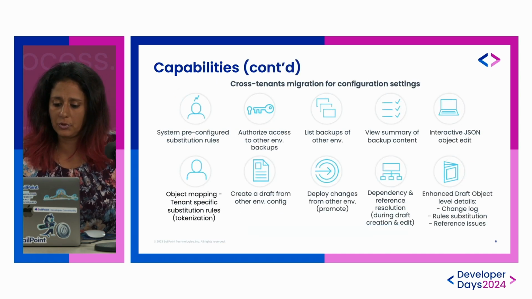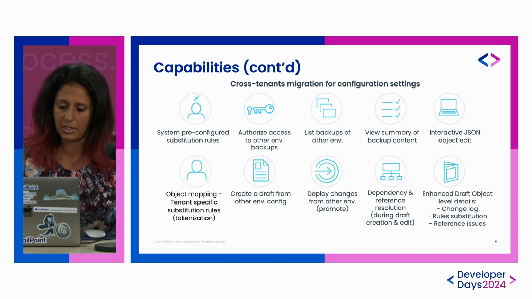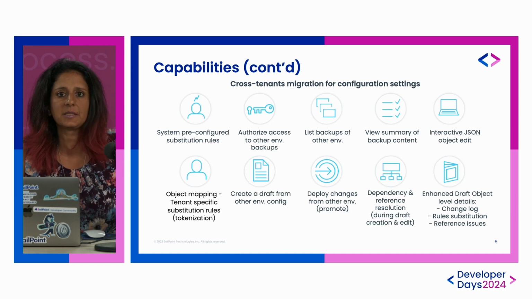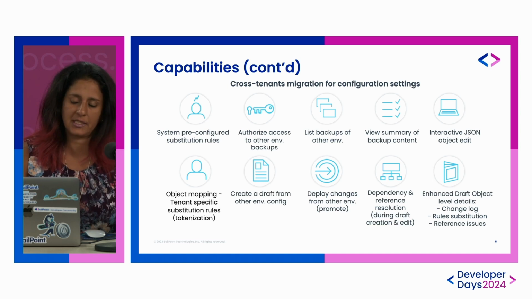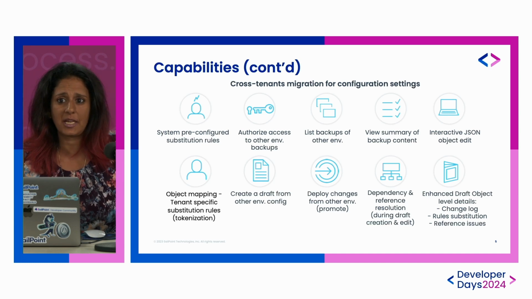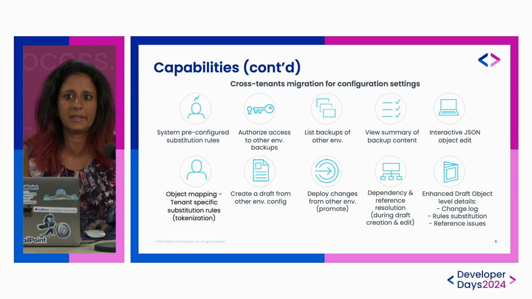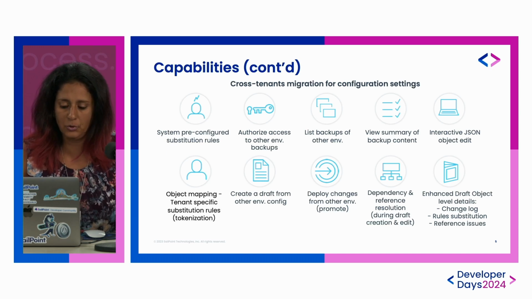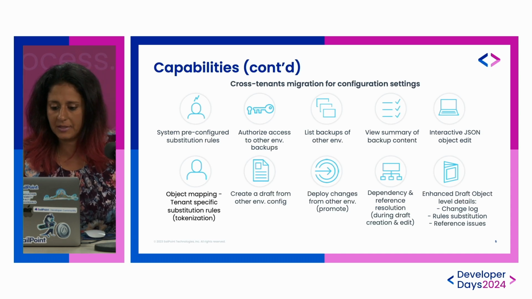More capabilities that we introduced later on, mainly for the cross-tenant migration, are system pre-configured substitution rules, and also the object mapping, which is a tenant-specific substitution rules. We could call it tokenization. That's for the use case of having context-sensitive migrations, like I mentioned. You don't always want to override one environment with values that come from another environment. You want to have a value-sensitive migration. So these are two tools that enable that.